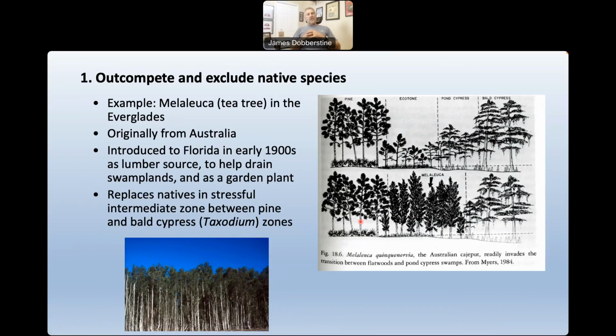It was introduced in Florida in the early 1900s, and it was actually done on purpose because in this instance, it was seen as a lumber source in part. It was seen as an opportunity to help drain swamplands. It's a thirsty plant. And in some cases, it was used as a garden plant. Hey, this looks really nice, I think I'd like to put this in my garden.